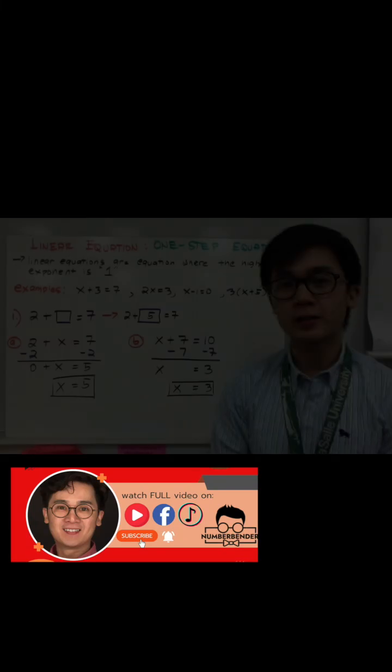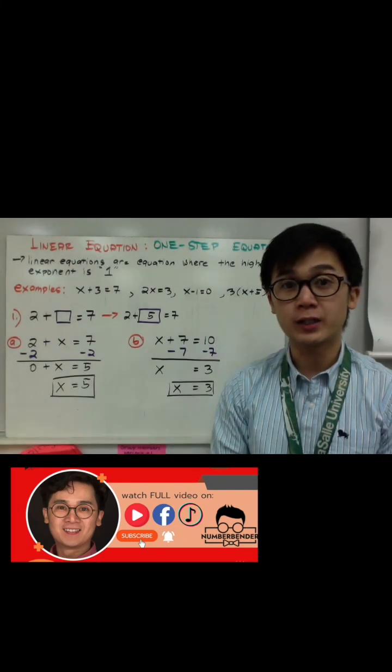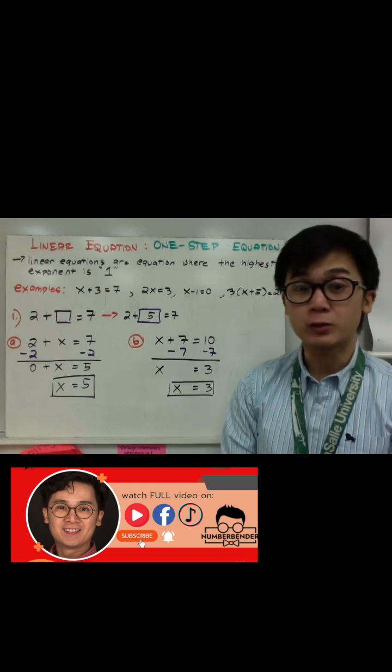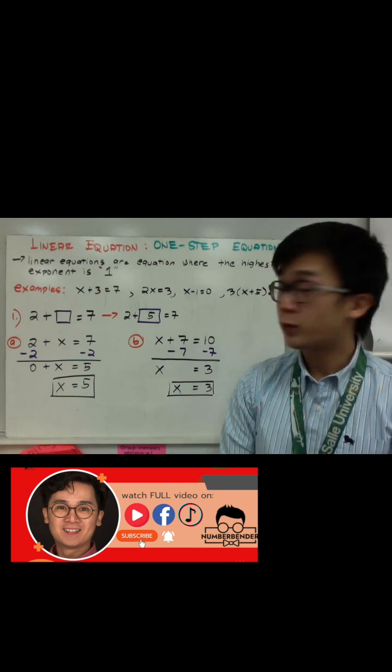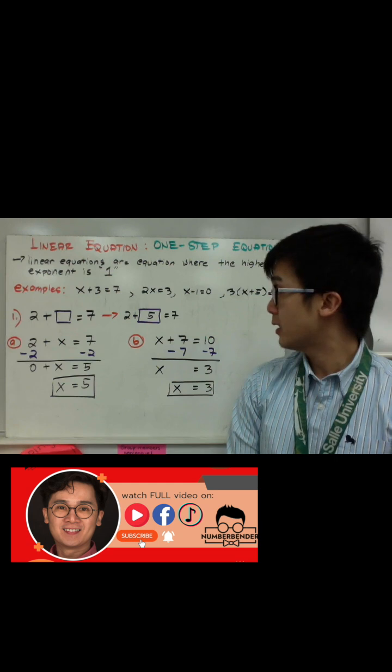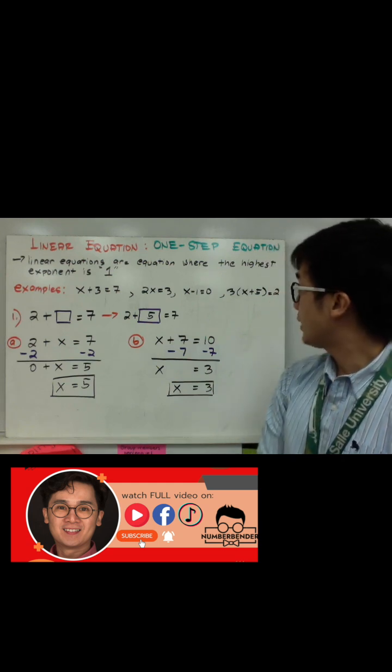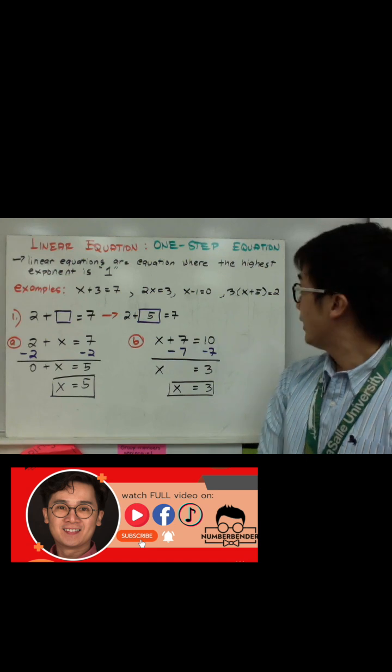The very basic skill that you need to learn in algebra is solving linear equations. Linear equations are equations wherein the highest exponent is 1. Examples of linear equations are x plus 3 is equal to 7, 2x is equal to 3, x minus 1 is equal to 0, and 3 times the quantity of x plus 5 is equal to 2.